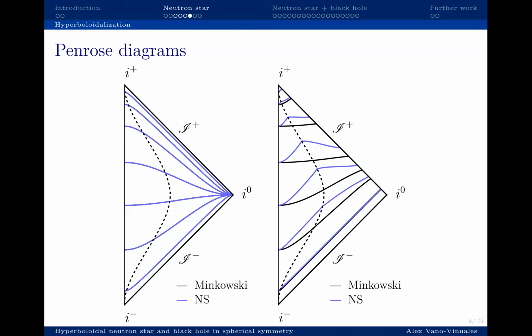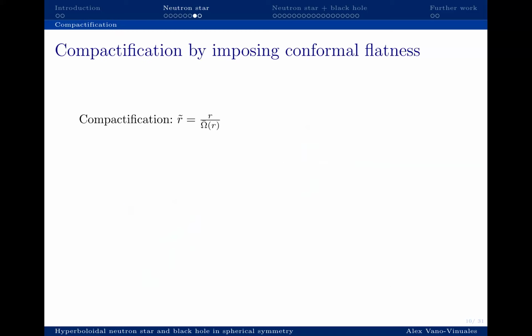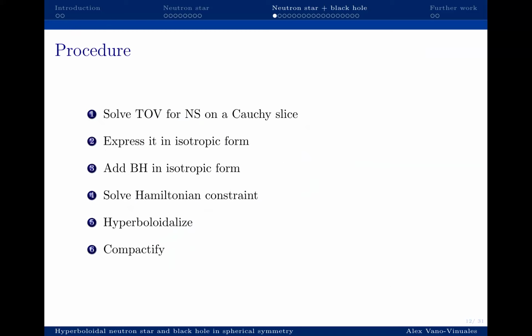So if there's no other questions or curiosities at this stage, I will continue with the next bit. So now, in order to construct a spherically symmetric space-time with a neutron star and a black hole at the center, so it stays spherically symmetric, these are the main steps. So the first one is already done.